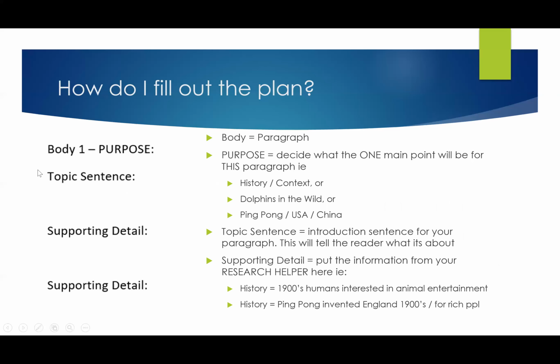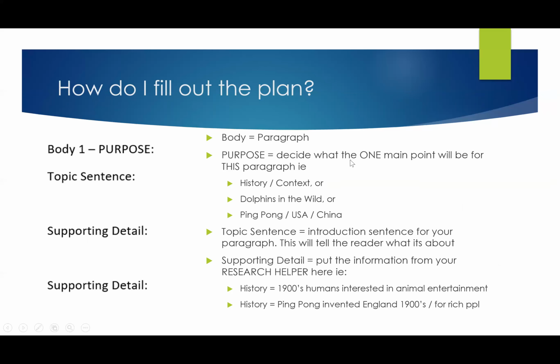Next, let's look at the body. So you can see that there's body 1, body 2. I think I've given you body 1, body 2, and body 3. So it means that you might have 3 paragraphs. You may have more than 3 paragraphs, but I'd suggest that you have a minimum of 2. So body 1 actually means paragraph. So when it says body or body 1, that means that's your paragraph.